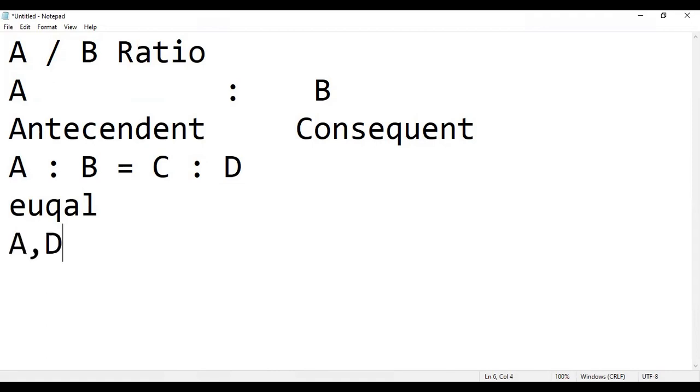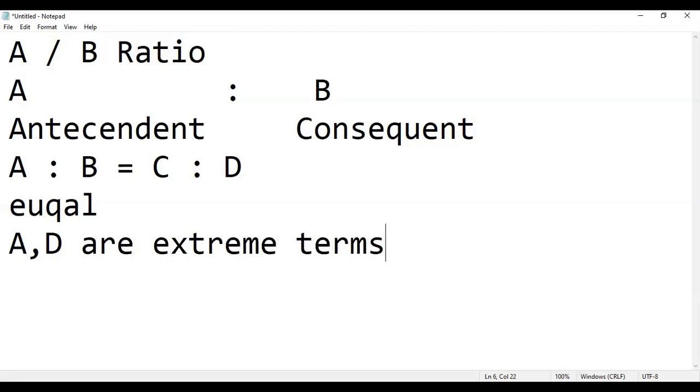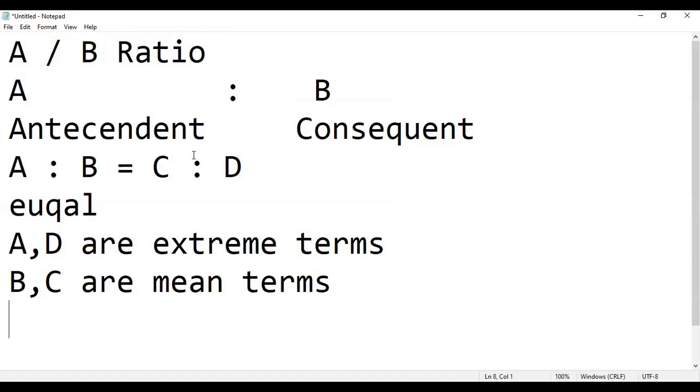Whenever they are in proportion, A and D are called extreme terms, and B comma C are called mean terms. A and D are called extreme terms and B comma C are called mean terms. So whenever they are in proportion, one of the most important formulas to remember: the product of the mean terms is equal to the product of the extreme terms.